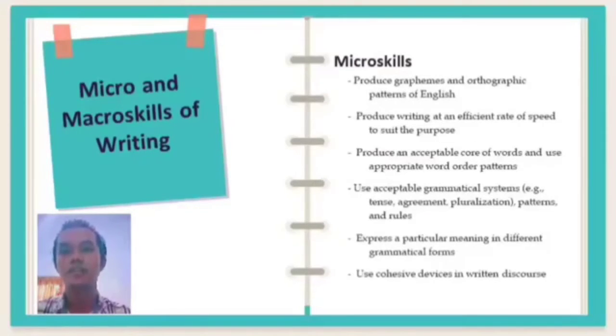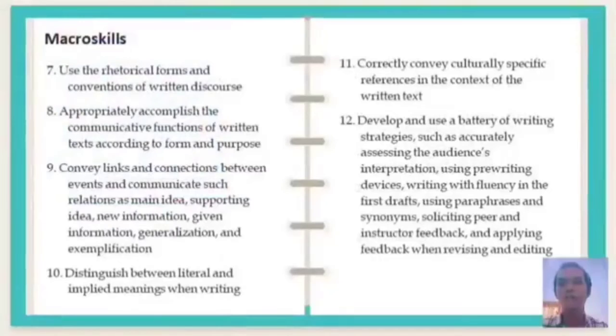Micro skills use acceptable grammatical systems like tense, agreement, pluralization, and patterns and rules. It expresses a particular meaning in different grammatical forms. And micro skills use cohesive devices in writing discourse. Whereas macro skills use the rhetorical forms and conventions of writing discourse. It appropriately accomplishes the communicative functions of written texts according to form and purpose.